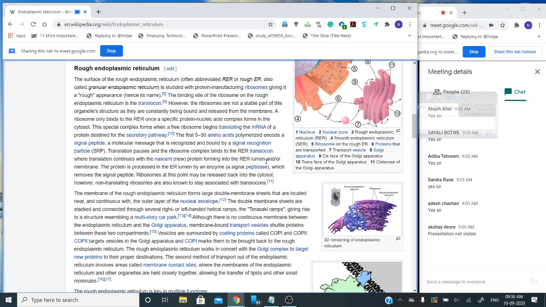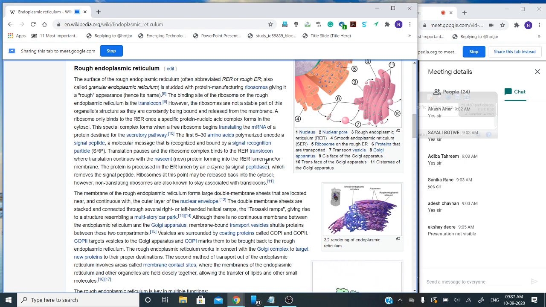The special complexes are formed when the pre-ribosome begins translating the messenger RNA to the protein which is destined for the secretory pathway. The first 5 to 10 amino acids polymerize, encoding a signal peptide. This molecular message is recognized and bound by the signal recognition particle, called SRP. Then translation pauses and the ribosome complex binds to the rough endoplasmic reticulum translocon site, where translation continues with the nascent, that is newly formed, 5 to 30 amino acid chain.